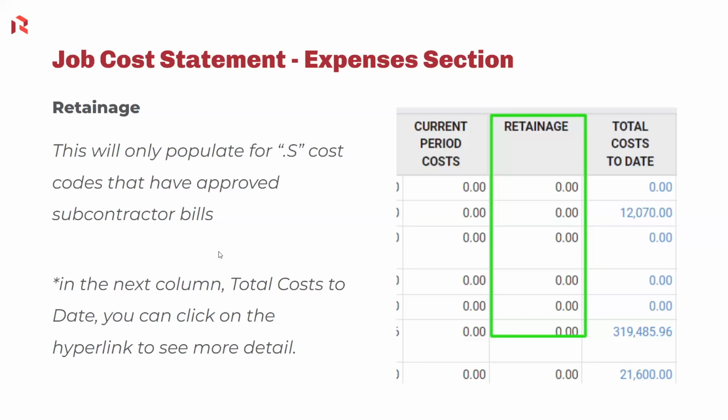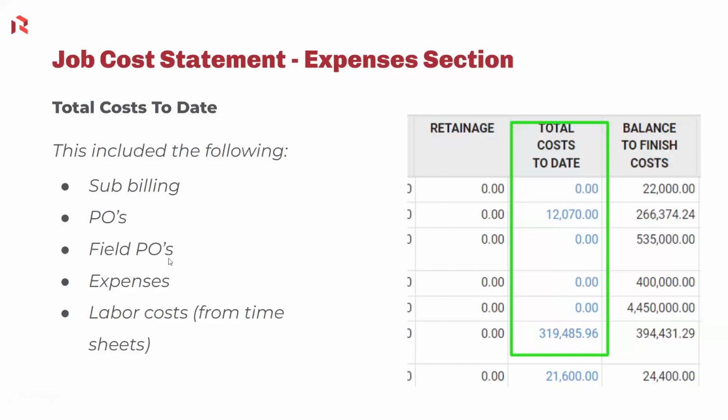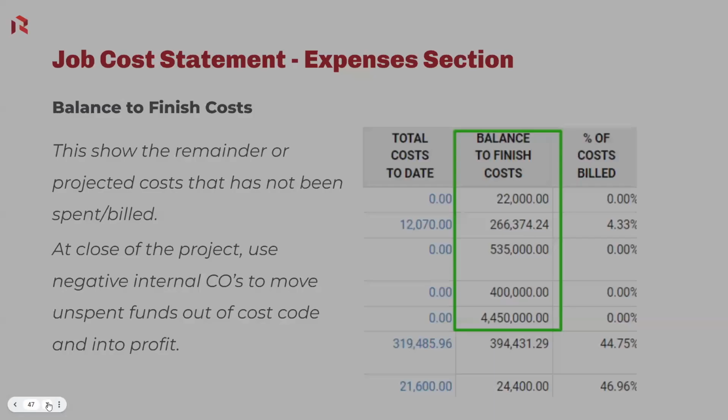Retainage. Now, this is only going to be for the subcontractor cost codes that have approved bills from the subs. In the next column, the total cost to date, we'll see that those figures are hyperlinks, and we can click into those for more detail. I'll show you those in just a minute. Again, the total cost to date, it's going to include each of these. So sub billing, POs, expenses, all of these things will figure into the total cost to date.